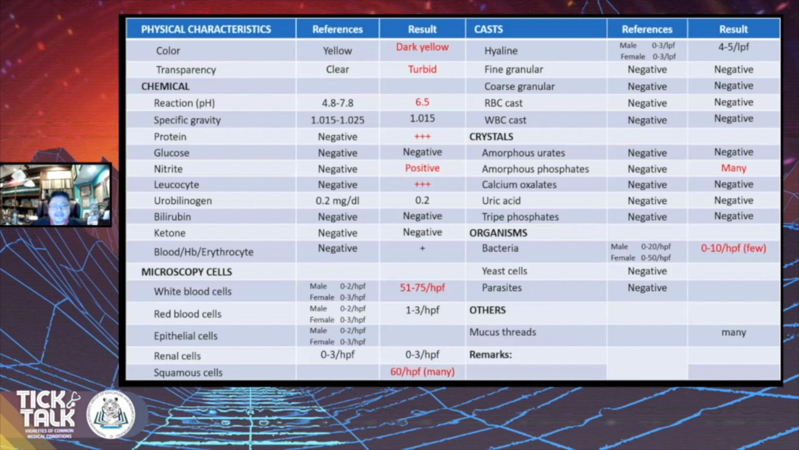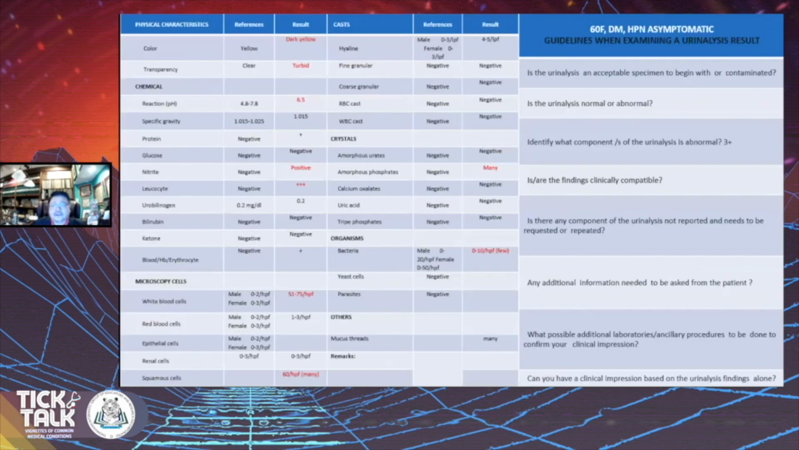Let us use the guideline that I have made. I have pasted the urinalysis result on the left, and on the right is the guideline. So remember, our patient is a 60-year-old female, diabetic, hypertensive, but asymptomatic, but presenting to you with this kind of urinalysis. So what do you think, doctors, of this case?